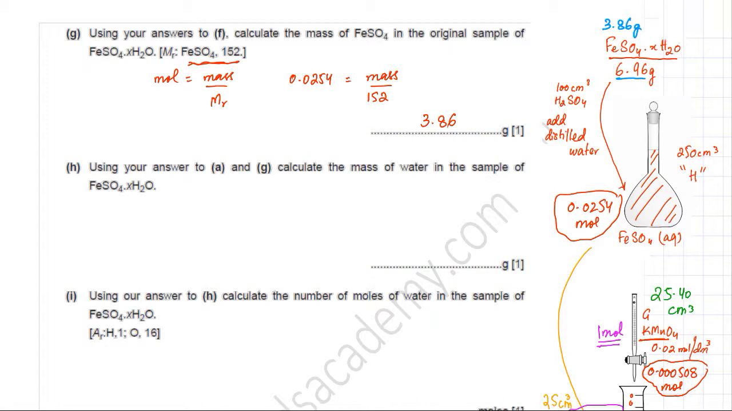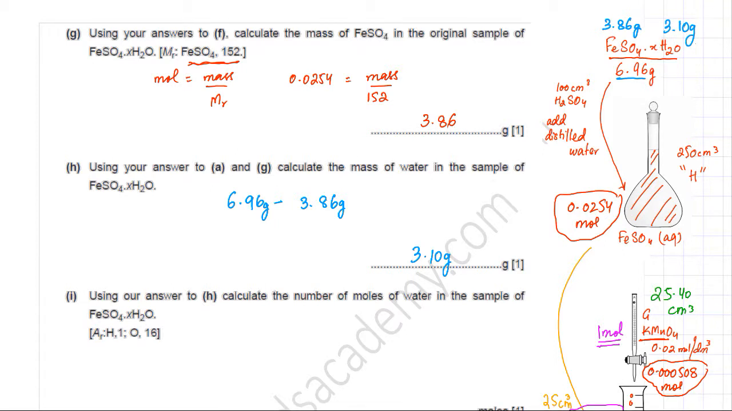So in the next part, using your answers to A and G, calculate the mass of water in the sample of FeSO4.xH2O. So you had 6.96 grams of the salt. Now you know that 3.86 grams is FeSO4. So what is the quantity of water in it? I just need to subtract the two values. It's going to be 6.96 grams minus 3.86 grams, which is the mass of FeSO4. And this here is the mass of the total salt with the water in it. If I subtract the two quantities, the answer is going to be 3.10 grams. So 3.10 grams is the mass of water in this hydrated salt.